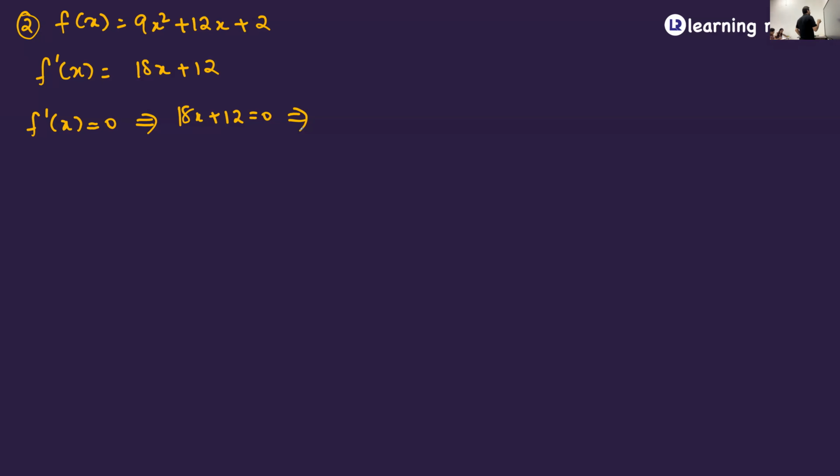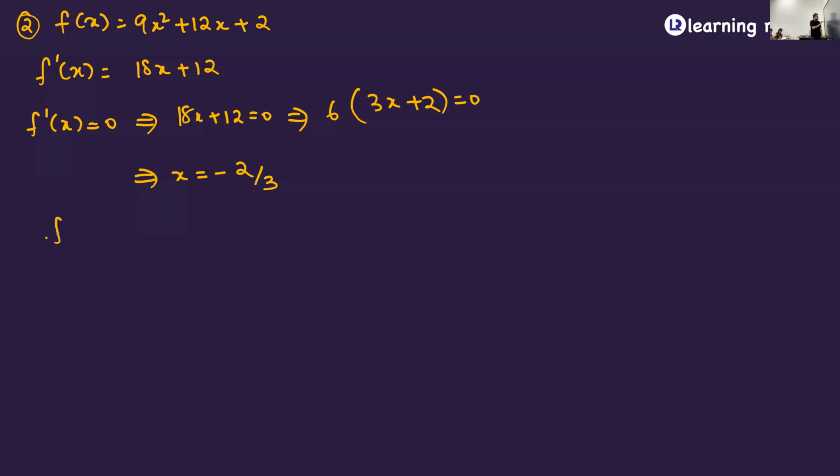Okay. So it is going to be 18x plus 12 is equal to 0, which implies if I take the 6 outside, then what will I get? I'll get 3x plus 2 is equal to 0, which implies x is equal to minus 2 by 3. So x is minus 2 by 3, but we don't know whether it is a point of maximum or minimum.